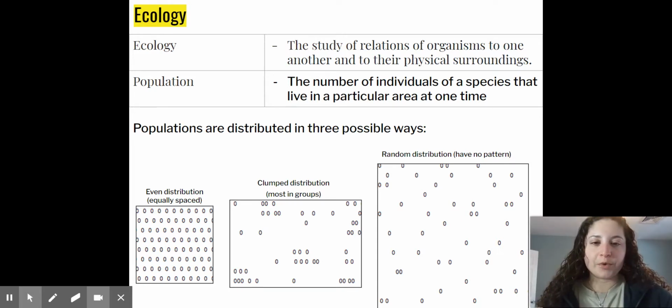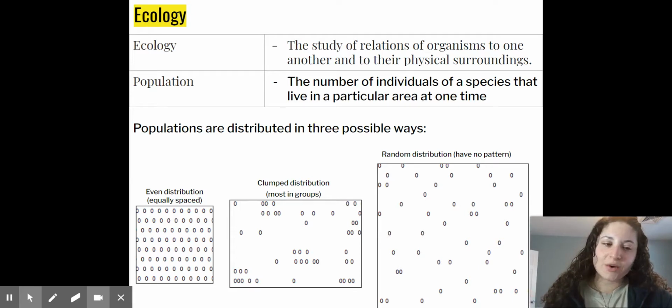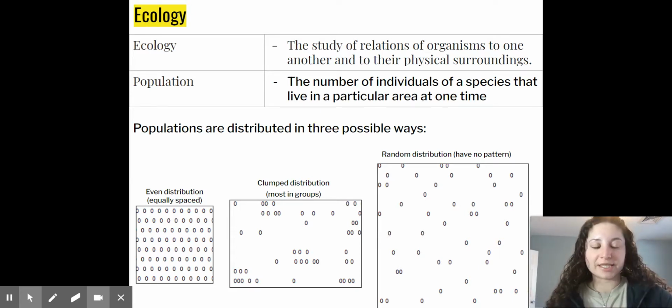So we can look at the population of humans as a whole on this planet. We can break it down into countries within the United States. We can break that down into states. Within states, we can break that down into counties. Within counties, we can break it down into like blocks of a street, or we can break it down into like different classrooms inside of a school building. So it's basically however many individuals of that species are in that one location at one time.